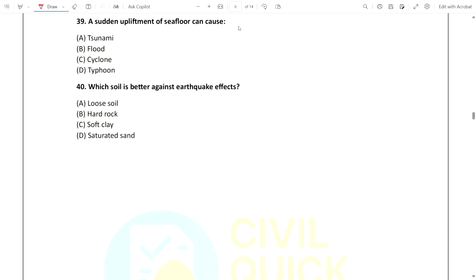Now question number 39. Sudden upliftment of sea floor can cause what? Tsunami, flood, cyclone, typhoon. The answer is tsunami.